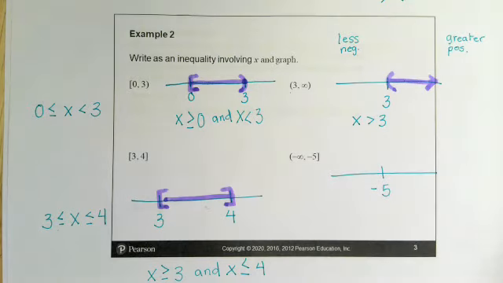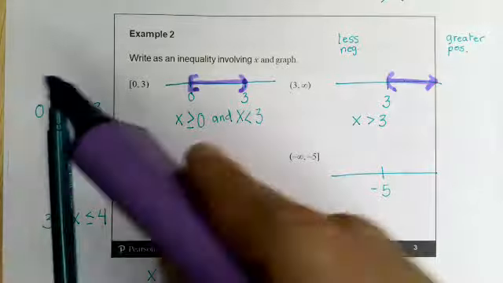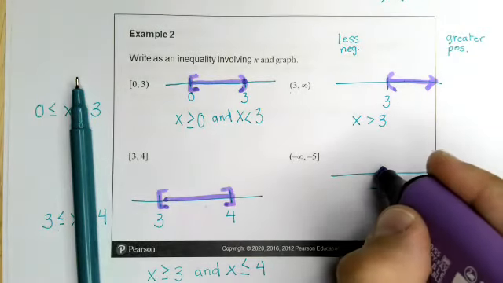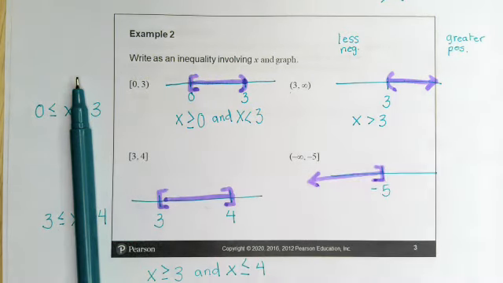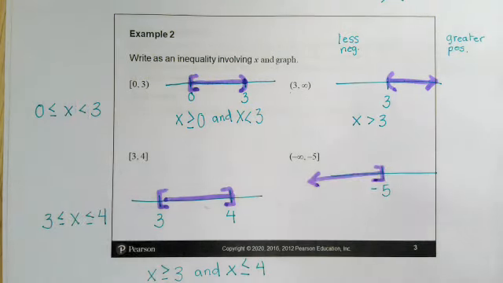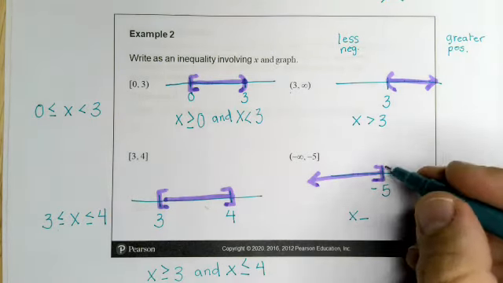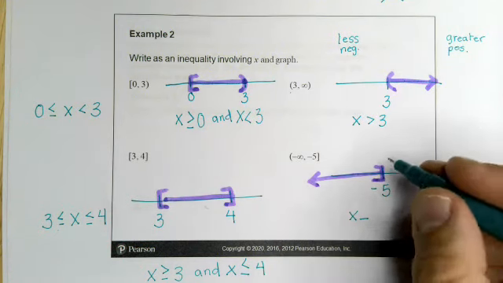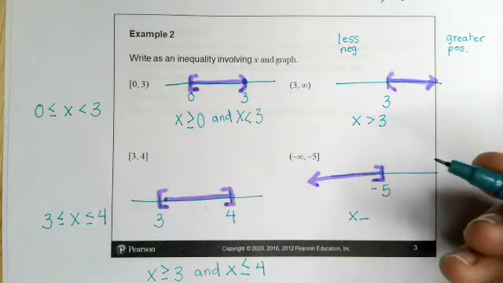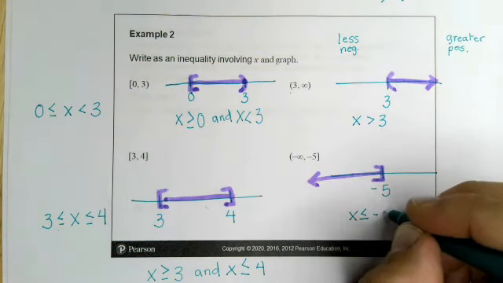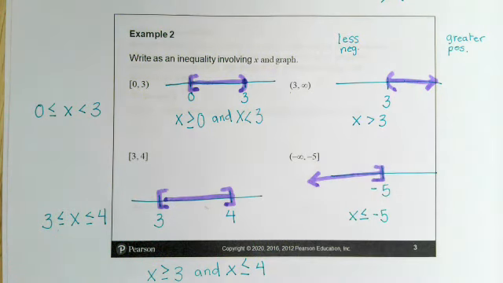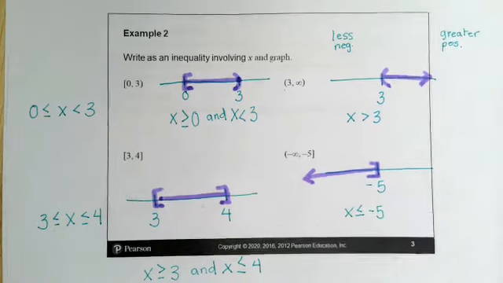-5 and negative infinity, including -5. And it's going this way, right? Negative infinity goes towards less. It's a bracket, right? So X is something and equal to because of the bracket, right? X is greater than or equal to -5, or X is less than or equal to -5. X is less than or equal to -5, because it's going that way, towards negative infinity.